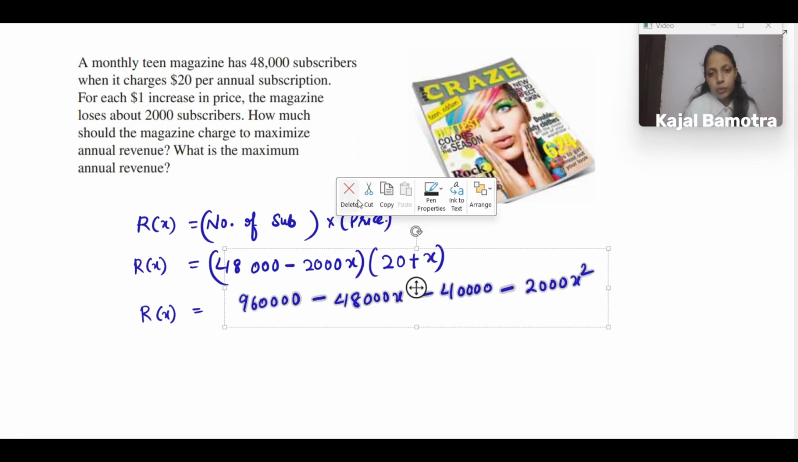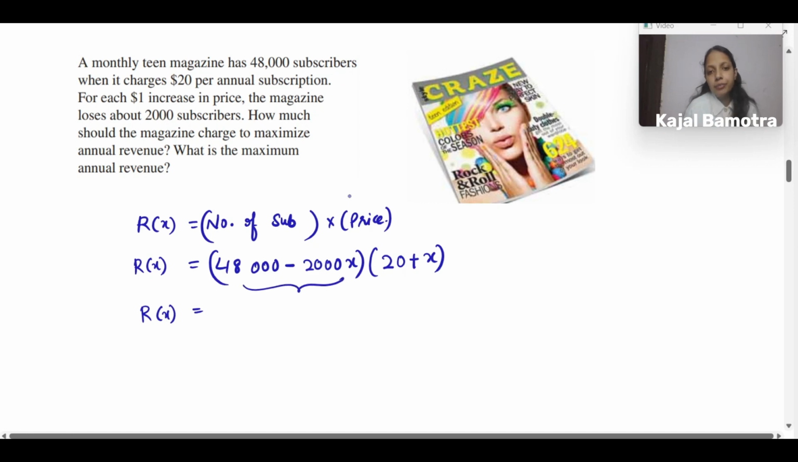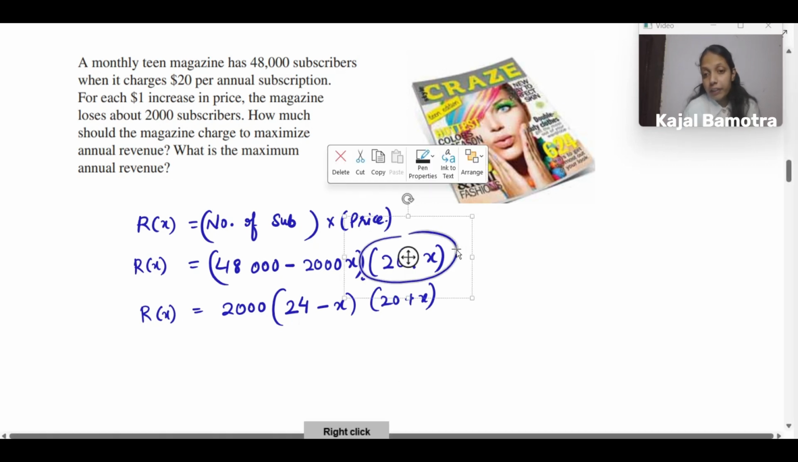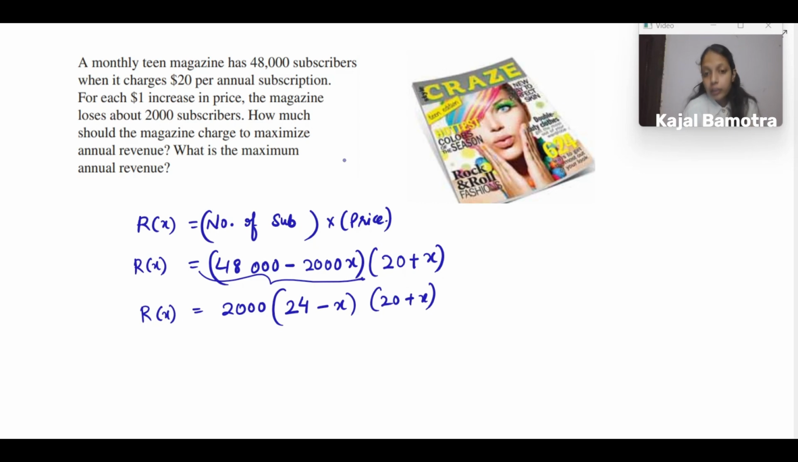The other thing is I can directly make factors here. Take 2,000 common. If I take 2,000 common, 2 2s are 4, 2 4s are 8, that's 24 minus x. So one factor is 24 minus x and another is 20 plus x. No doubt you can open the brackets, make a quadratic equation and solve it. But here it is already given in factored form, so it is easy to find factors directly. One factor is already there. To make it simple, I just take out the constant term.